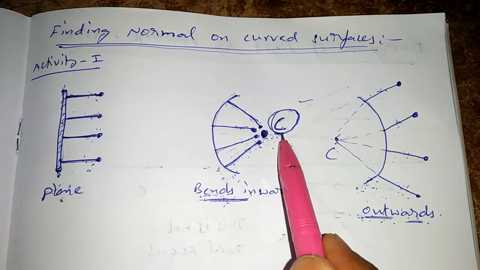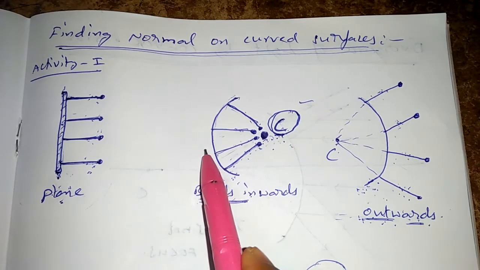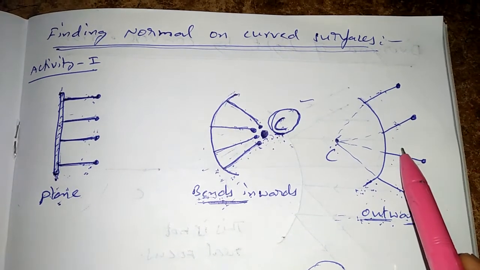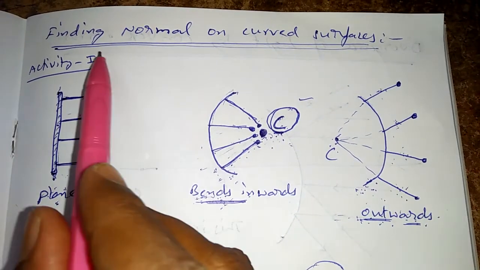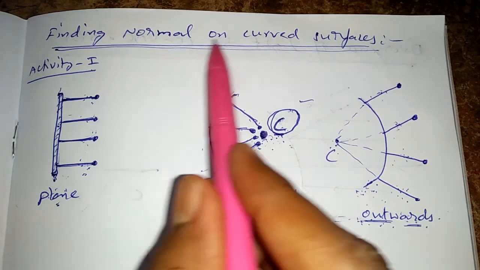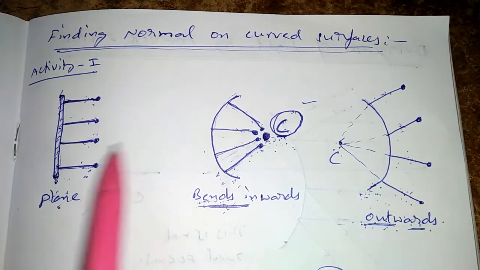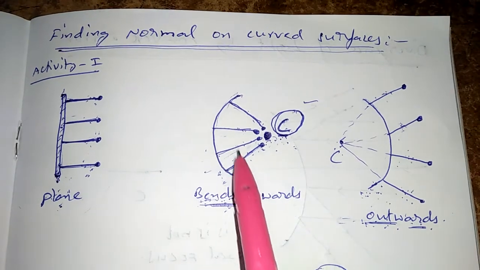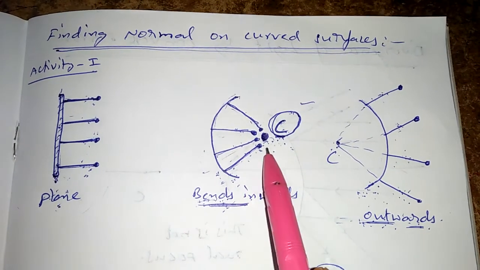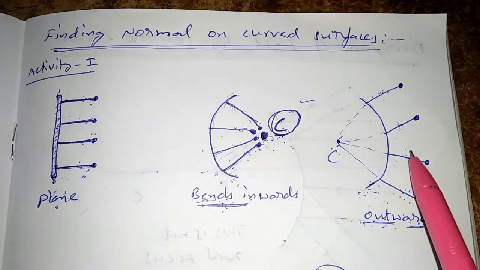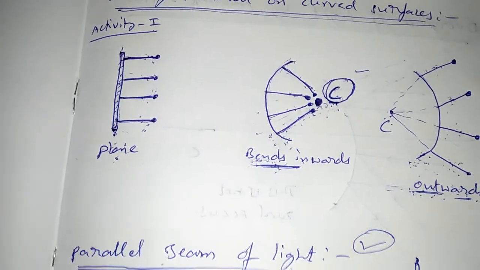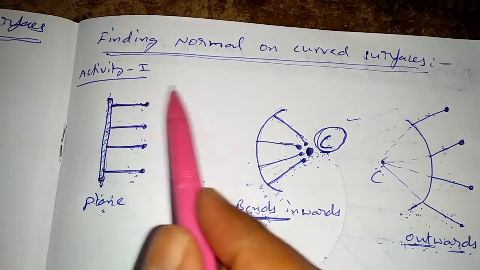So this point is the center of curvature for the concave mirror and this point is the center of curvature for the convex mirror. Like this we can understand the normals on curved surfaces. These are the normals for the plane surface, these are the normals for the concave surface and these are the normals for the convex surface. Now this is all about activity 1.